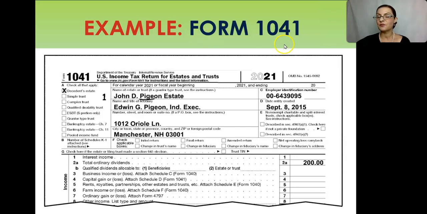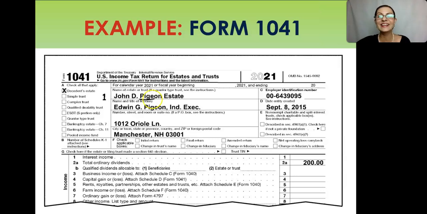Now this is the Form 1041. The Form 1041. So this is the income tax return for an estate. And the way that it looks at the top is you put the name, generally you put the name of the decedent followed by the word estate. So the person who died in this case is John D. Pigeon. His last name is Pigeon.